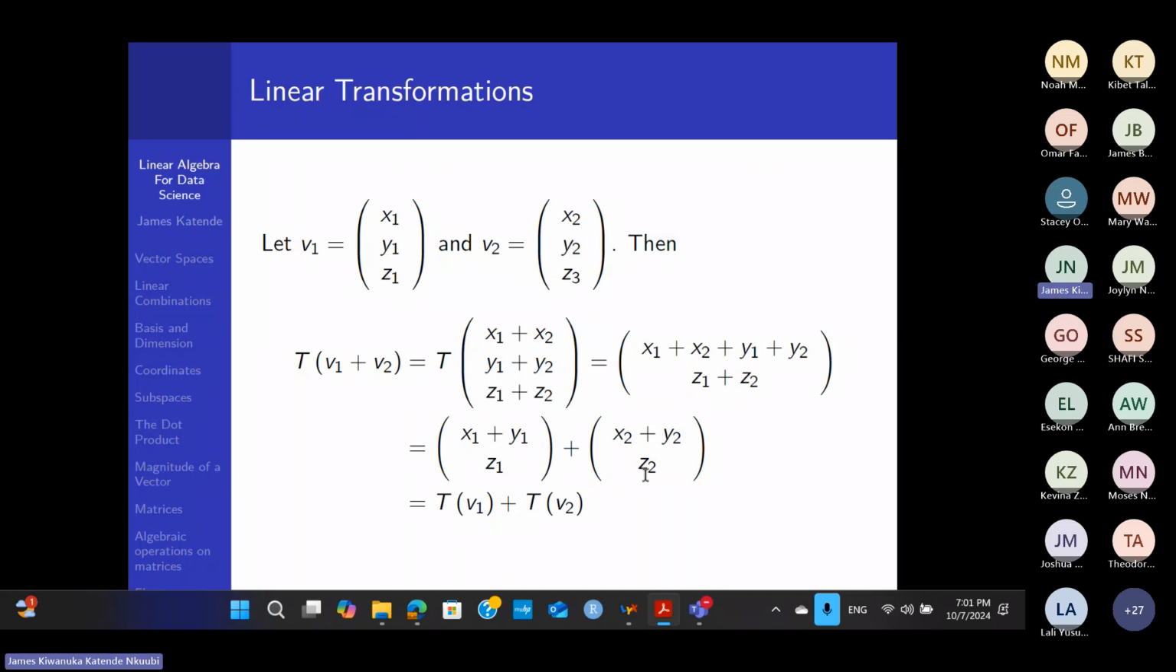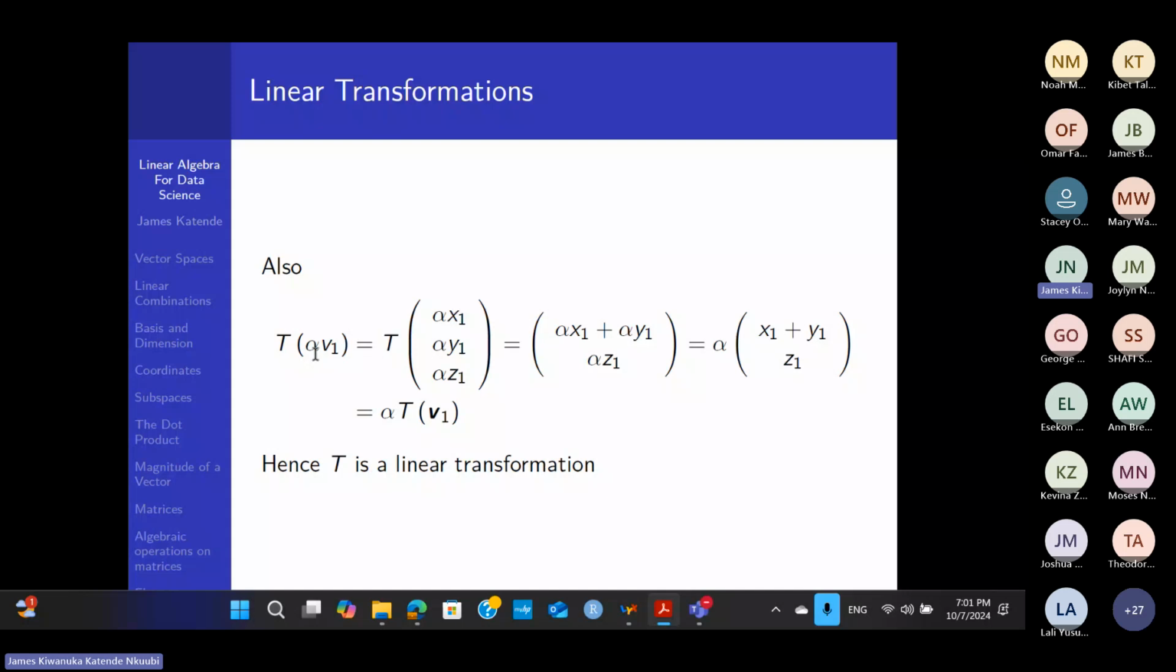So one property down. The next property is to check what happens when you have a scalar multiple. So if you have a scalar multiple of v1, and you apply the map T on this vector, this is what you will get. Alpha is common, you can pull it out, and you're left with this vector. But this vector is just the image of v1. So we have shown that the image of alpha v1 is the same as alpha multiplied by the image of v1. And then that means we can conclude that T is a linear transformation.